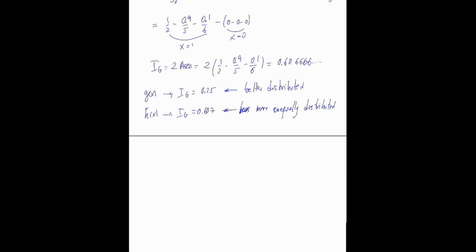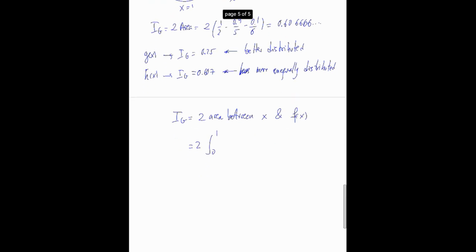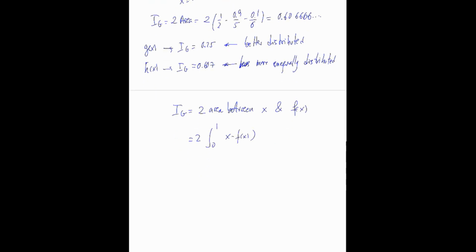Anyway, to sum up, the Gini index is 2 times the area between x and your distribution function f of x. So that's 2 times the integral between 0 and 1 of x minus f of x dx. Gini index equal to 0 means everybody gets the same thing, same income or wealth for every person. Gini index equal to 1 means one person gets everything, and the rest of the people get nothing.